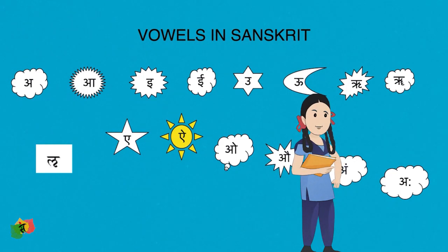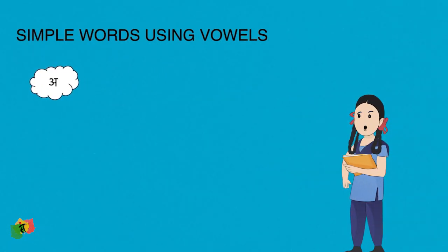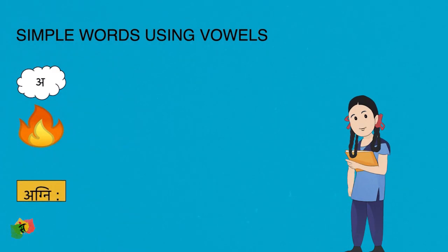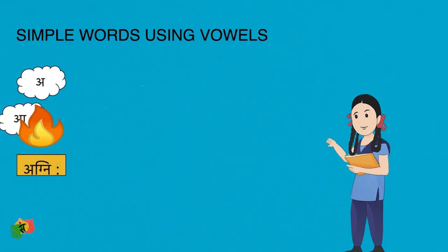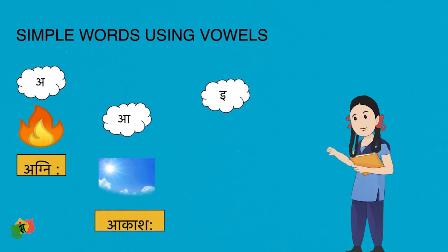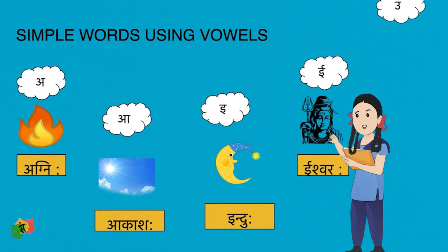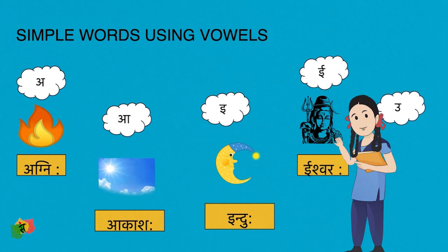Now that we have seen the vowel sounds in Sanskrit, let's have a look at some simple words in Sanskrit that use these vowel sounds. A, Agnihi. A, Akashaha. I, Induhu. I, Ishwaraha.